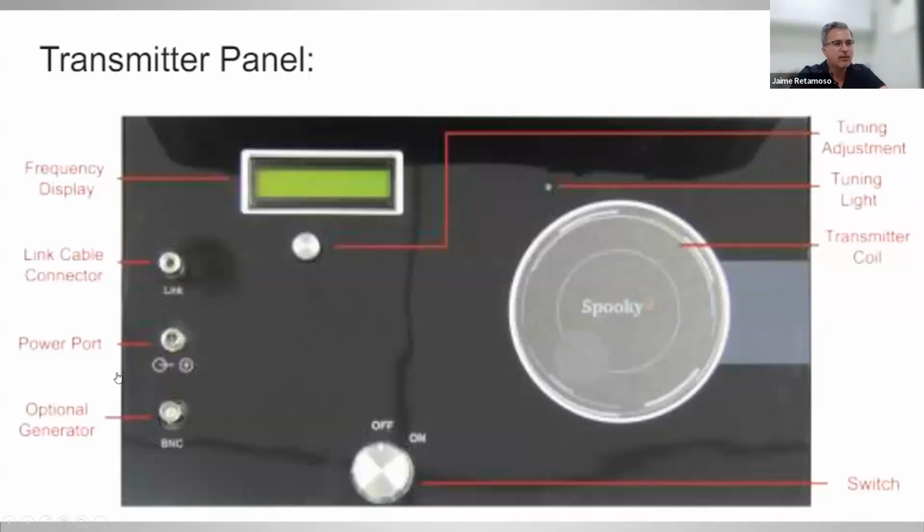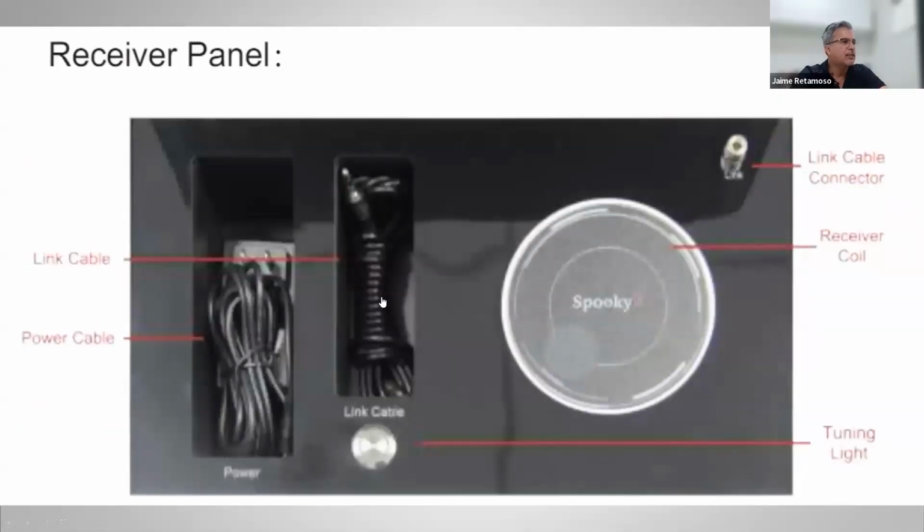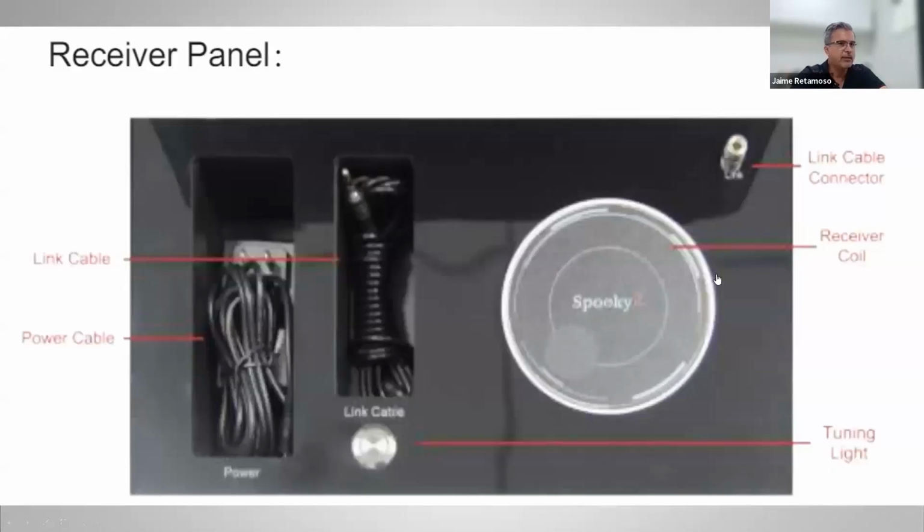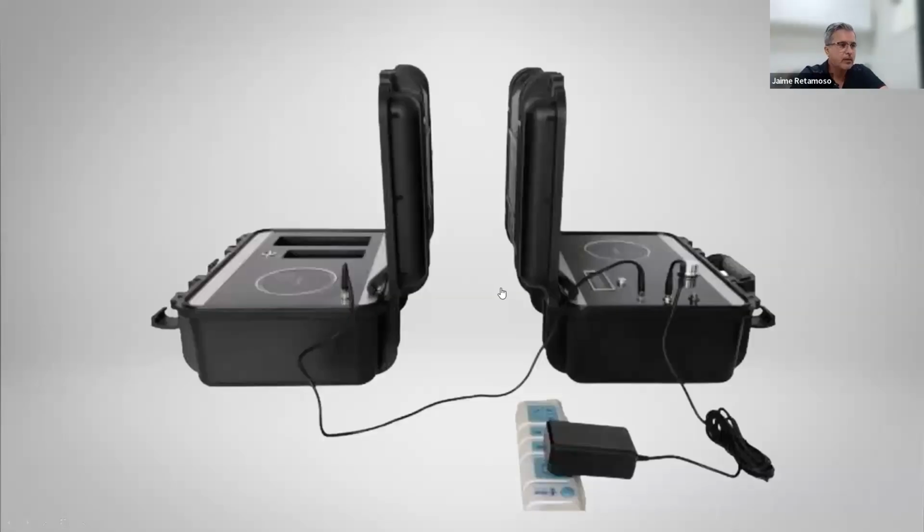So this is the panel of the transmitter, and this is the panel of the receiver, okay? You have where the link cable is connected, and you have the receiver coil, and this is the transmitter coil. This is why we call it transmitter, because it has the transmitter coil, and on the receiver we have the receiver coil, okay? And this button here is just a light to test if the receiver is linked to the transmitter, okay? And we have the power cable. All right. This is the basic configuration, okay?